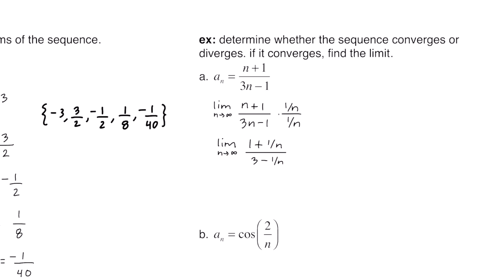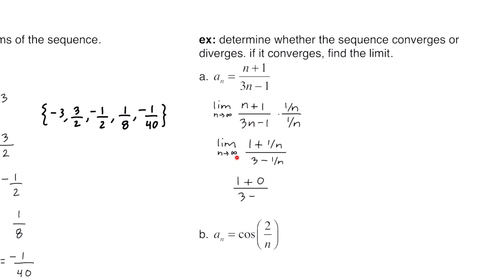When we take the limit of the numerator, the limit of 1 is just 1 because it's a constant. The limit of 1 over n, as n gets larger and larger, this fraction is going to go to 0. In the denominator, when we take the limit of both of these terms, the limit of 3, because it's a constant, is just 3.